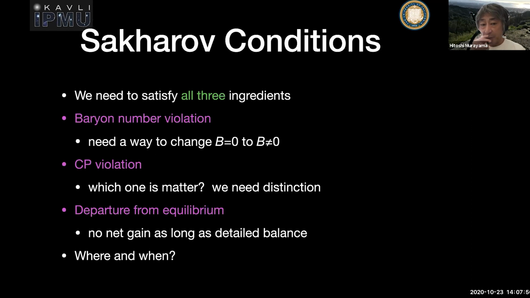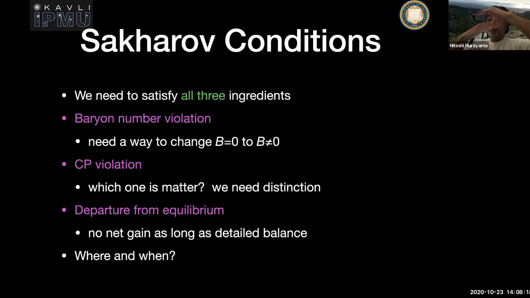But that's not enough, it turns out, because if the universe always stayed in thermal equilibrium, which is the way we often think about the Big Bang universe, equilibrium, by definition, has a detailed balance between whatever process you have in one direction to the inverse process. So when you have the detailed balance between the process and inverse process, the system is in equilibrium.